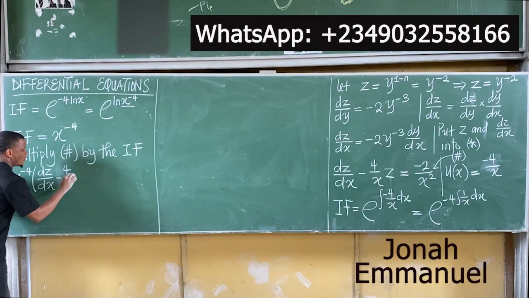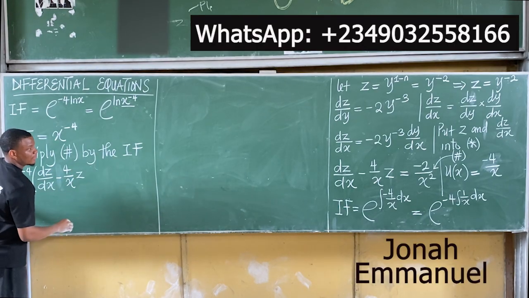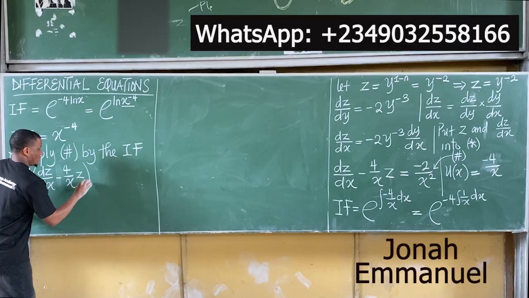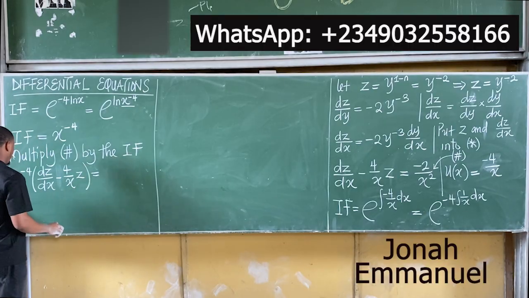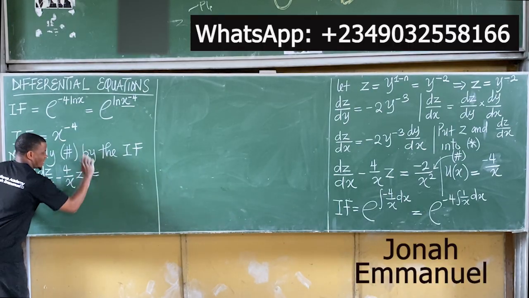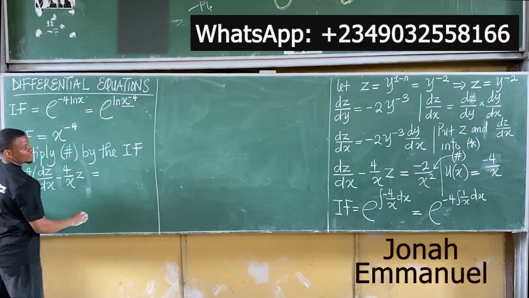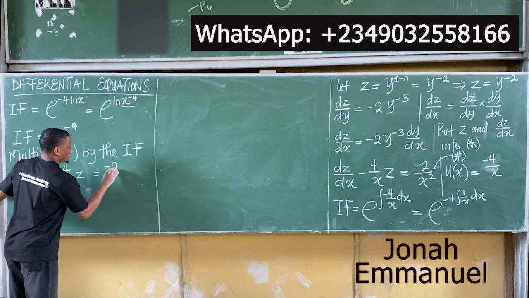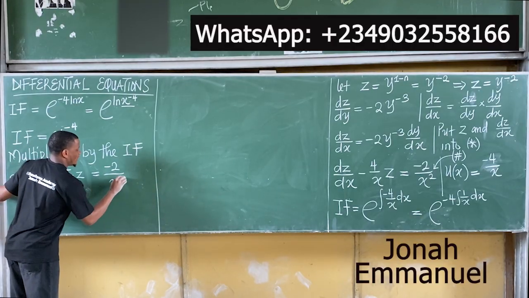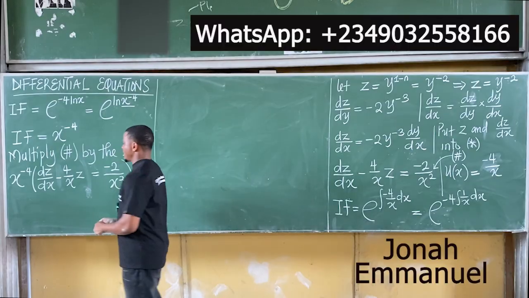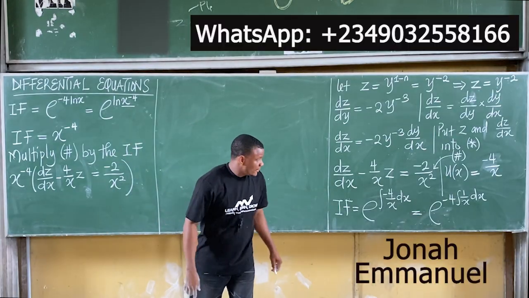Minus 4 over xz is equal to this one here. This multiplies the whole equation, so this into minus 2 over x squared. Right, so that's the next step.